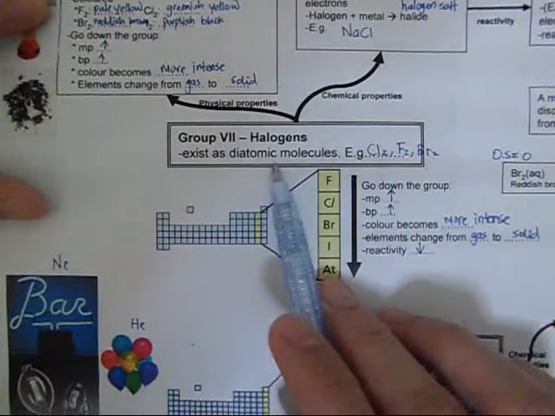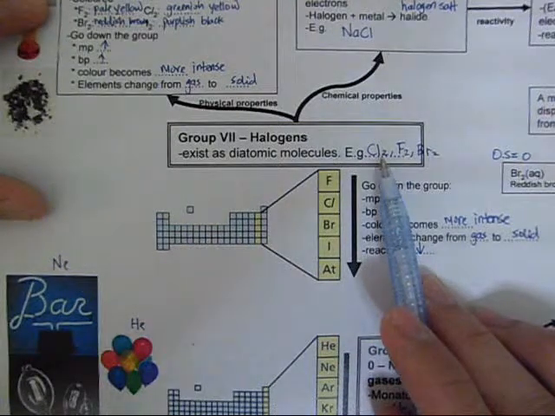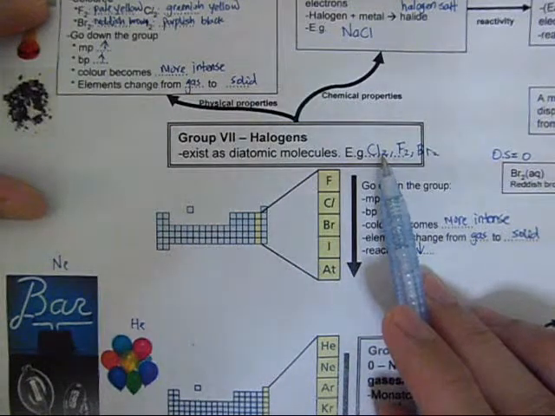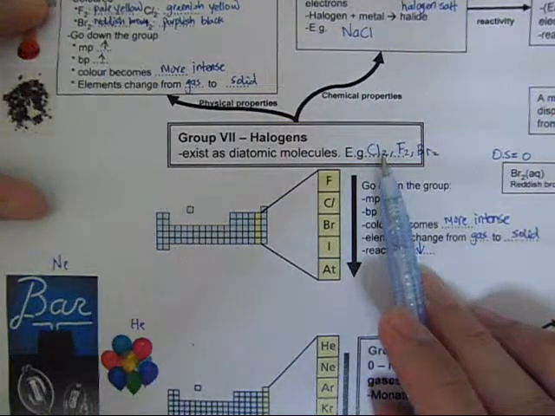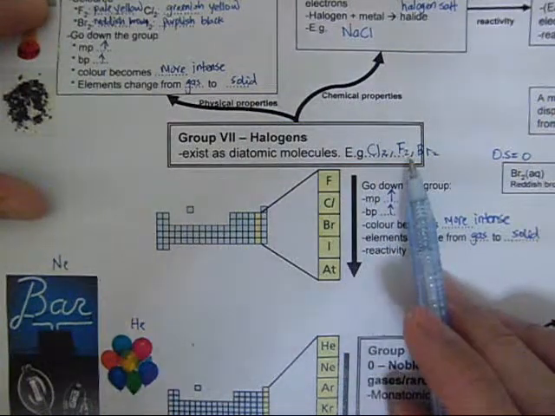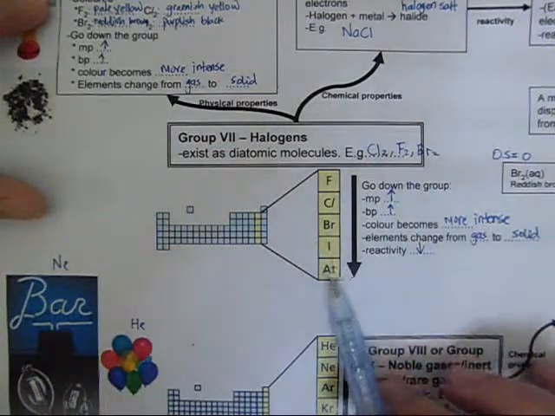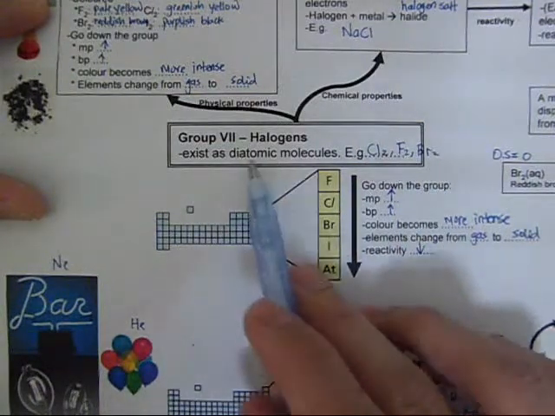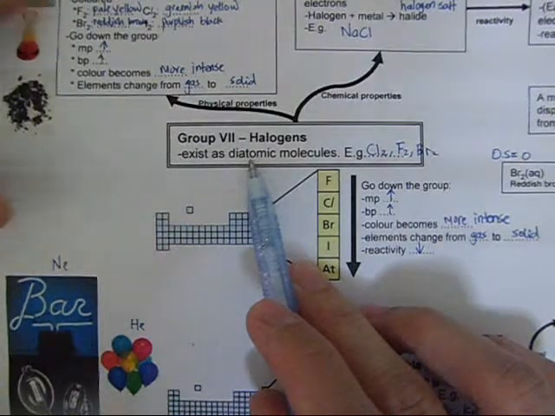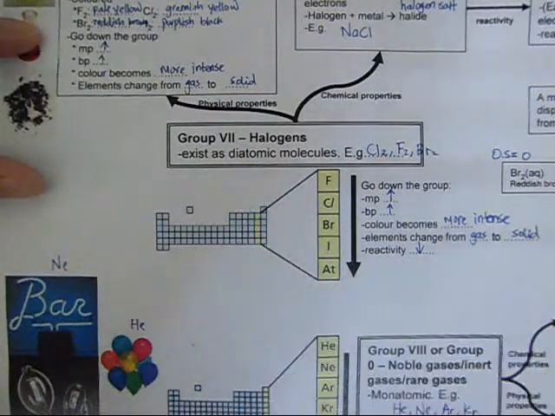So they exist as diatomic molecules. An example would be chlorine. There is no such thing as Cl, only Cl2, and fluorine also, there is no F, only F2. Likewise Br2, I2, and At2. That is the meaning of diatomic: 2 atoms together in a pair.